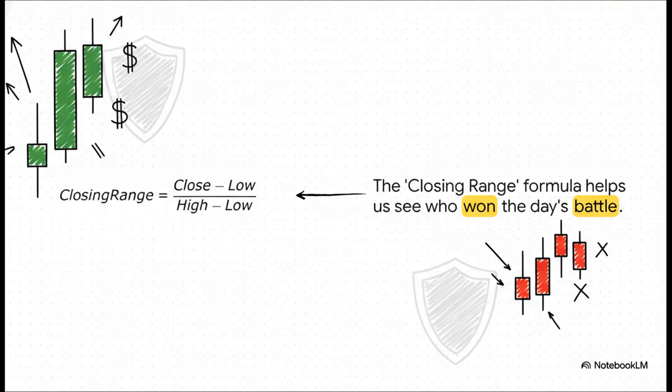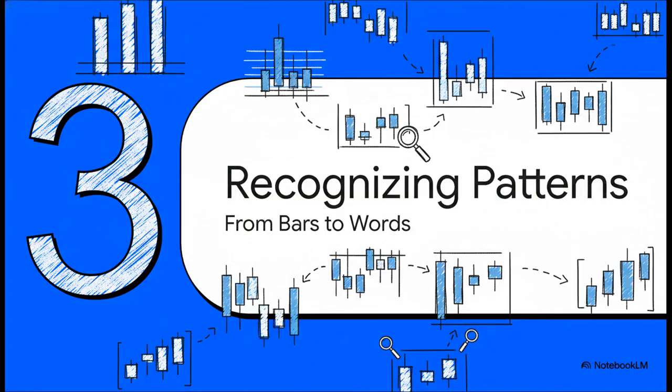And what's really cool is we can actually put a score on who won that battle. We use a simple formula called the closing range. Just think of it like a score from 0 to 100. If the price closes at the very, very top of its range for the day, boom, it gets a 100. That's a blowout win for the buyers. If it closes at the absolute bottom, it gets a 0, a total victory for the sellers. Simple as that. All right, so once you can read those individual letters, the price bars, you can start to string them together.